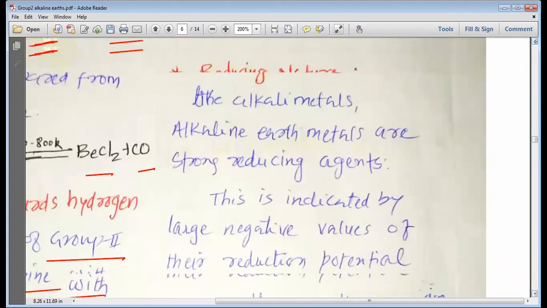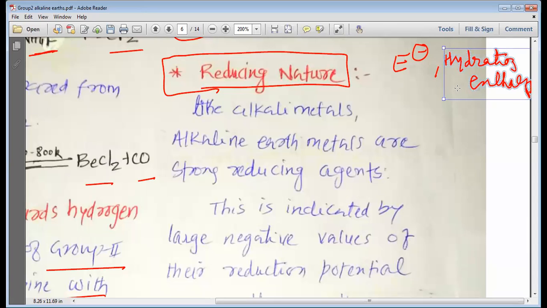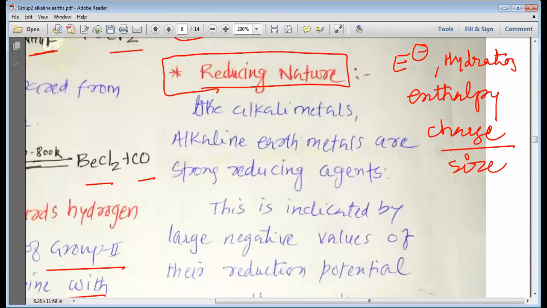Now, my dear students, we want to study the reducing nature. While studying all these metals, we came to know that reducing nature actually depends upon the electrode potential value, the E0 value, and the E0 value actually depends upon the hydration enthalpy, or it depends upon the charge to size ratio, my dear students. Charge to size ratio is what the reaction truly depends upon.